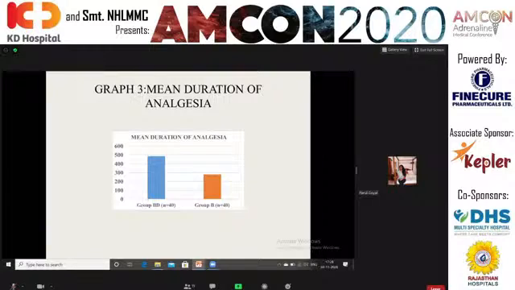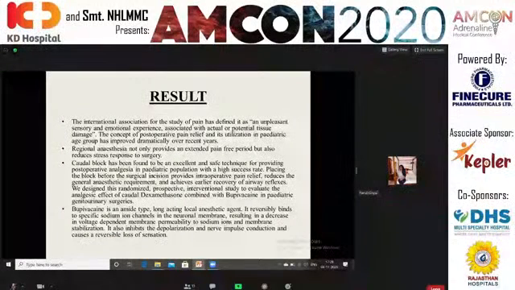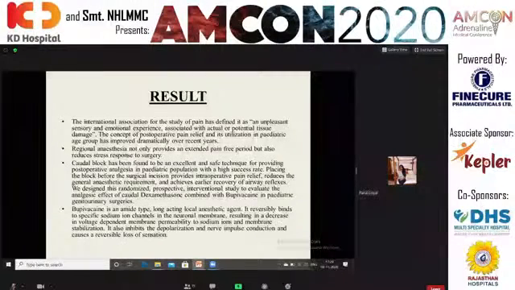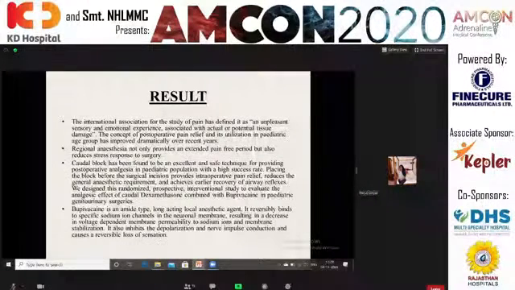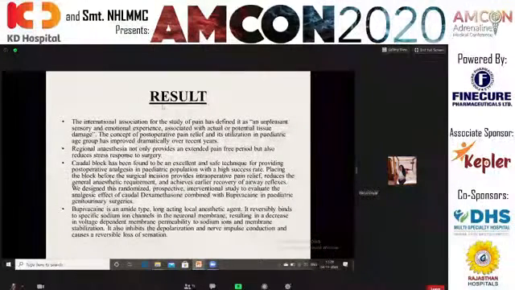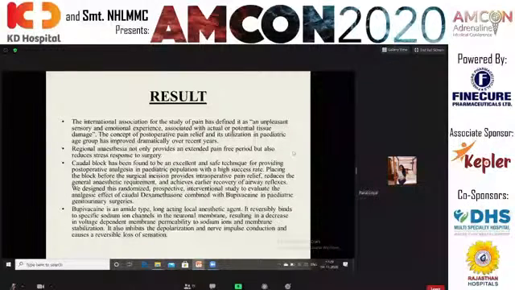Result. The International Association for the Study of Pain has defined pain as an unpleasant sensory and emotional experience associated with actual or potential tissue damage. Regional anesthesia not only provides an extended pain-free period but also reduces the stress response to surgery. Caudal block has been found to be an excellent and safe technique for providing postoperative analgesia in the pediatric population with high success rate. Placing the block before surgical incision provides intraoperative pain relief, reduces the general anesthetic requirement, and achieves earlier recovery of airway reflex. We designed this randomized prospective interventional study to evaluate the analgesic effect of caudal dexamethasone with bupivacaine in pediatric genitourinary surgery.